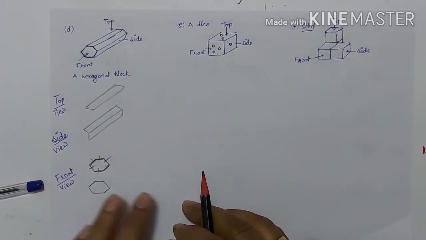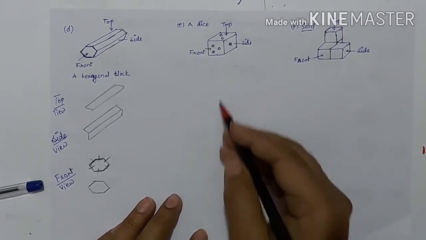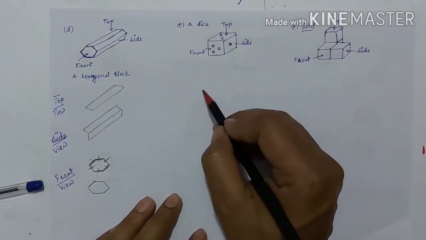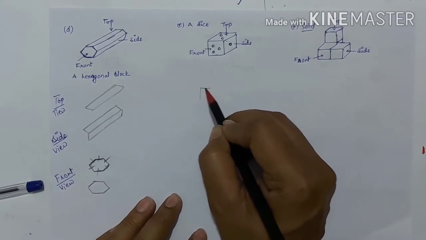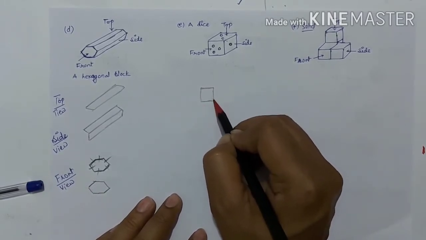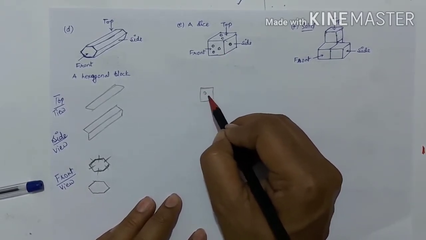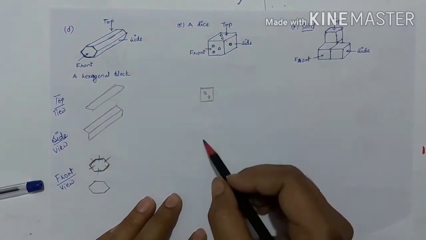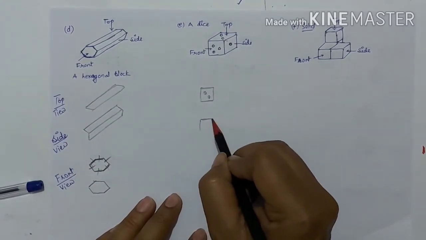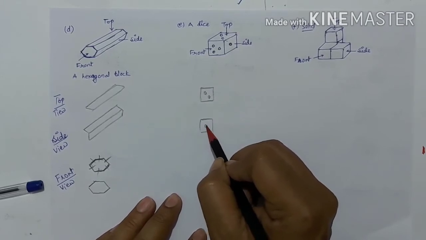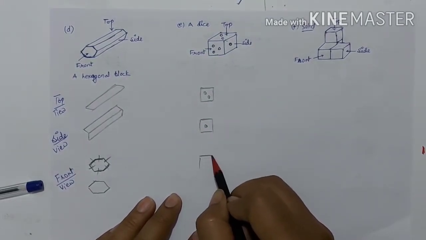Now next is the die, you already understand the die. The first top is this, a 2. Side view is only 1 and front will be 3.